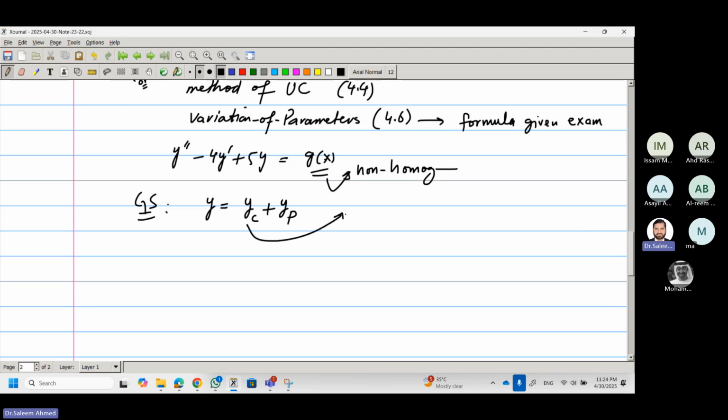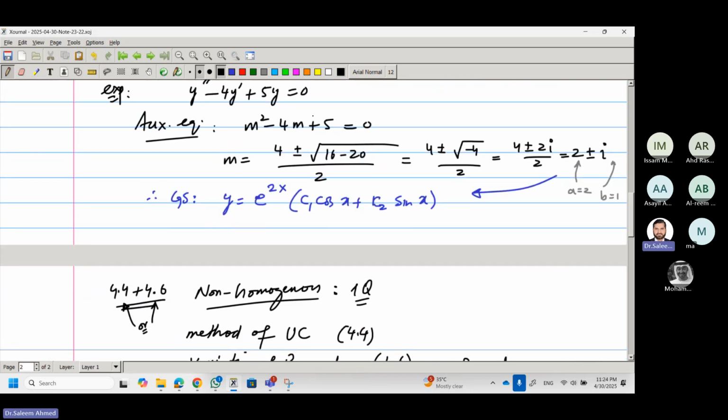So yc is the solution of the homogeneous problem. It means you forget about the right hand side, just write the auxiliary equation with 0 on the right hand side, and find the solution like in 4.3. If there is something written on the right hand side, then the solution you get here is just yc, it is not the general solution. It is just half of my solution.